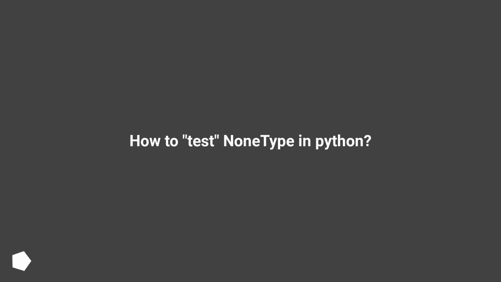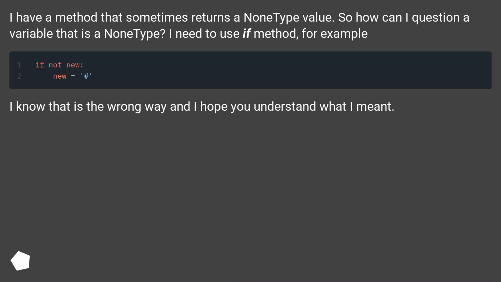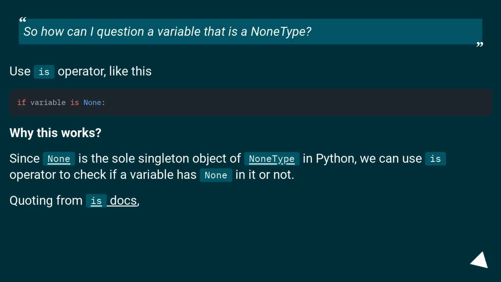How to test NoneType in Python? I have a method that sometimes returns a NoneType value. So how can I question a variable that is a NoneType? I need to use if method, for example. I know that is the wrong way and I hope you understand what I meant. So how can I question a variable that is a NoneType?